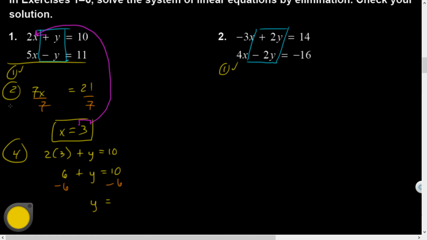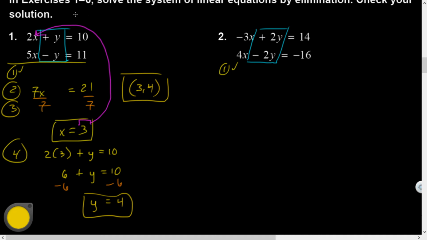Oh, good call. Step 3 is solving this equation. You're right. So yeah, step 3 I did. Good catch, my friend. So y equals 4. So the solution here is 3, 4. Right? Solved by elimination. Now this one, would you want to solve this one by substitution?